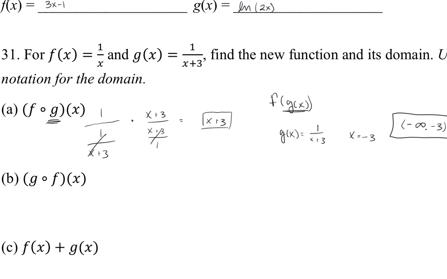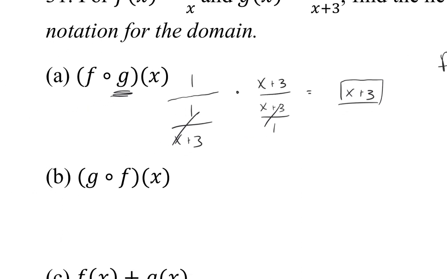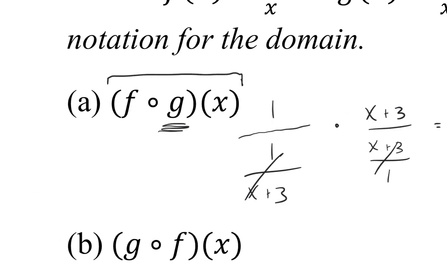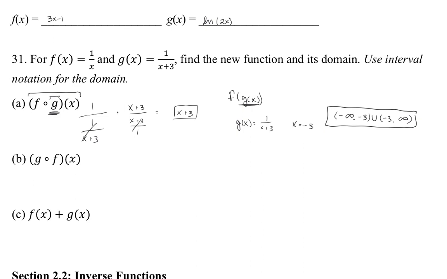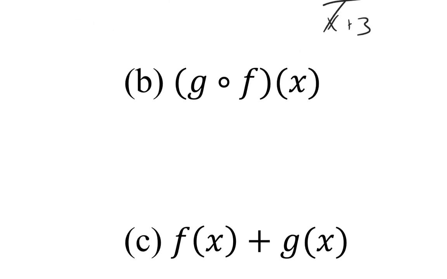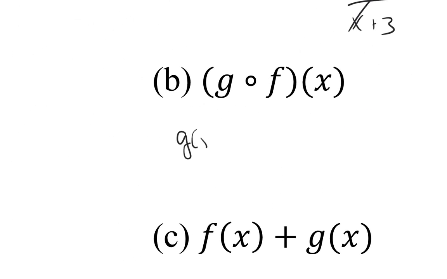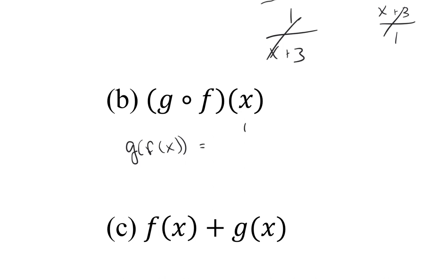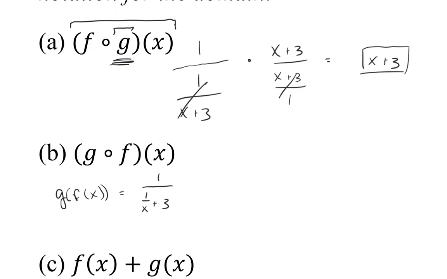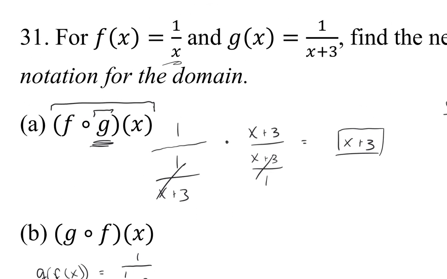So that is our answer for our first one. Because for our domain to work, it has to work with our new function, it has to work with the whole thing, it has to work with everything, our inner functions as well. So that's the main reason why. Now g of f of x, that's going to look like 1 over x plus 3, because that 1 over x is taking the place of that x.